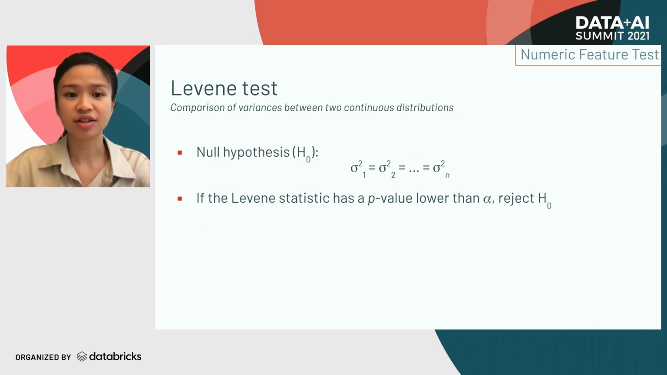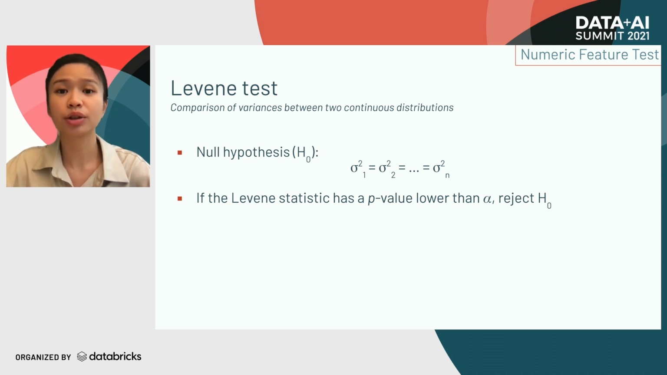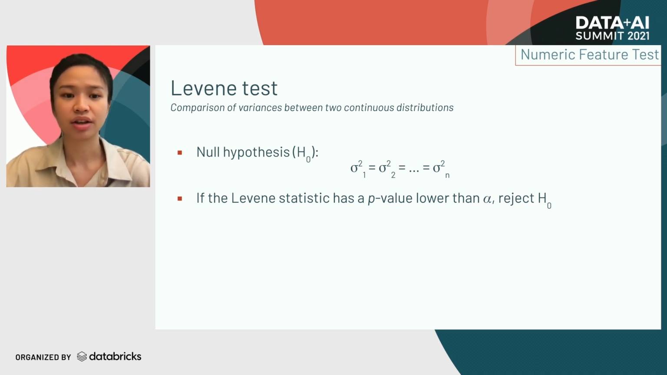The Levene test specifically compares the variances between two continuous distributions. It tests the null hypothesis that both distributions come from populations with equal variances. So if the Levene statistic has a p-value lower than a preset alpha level of, say, 0.05, then we reject the null hypothesis and conclude that both distributions have different variances.